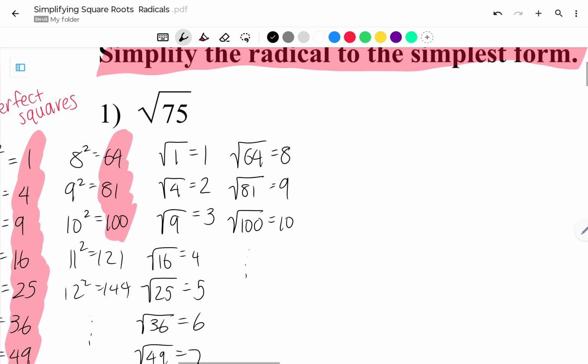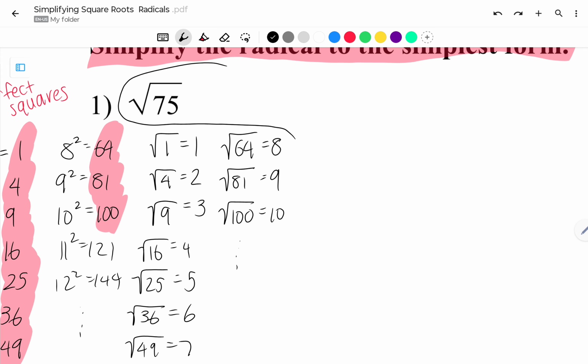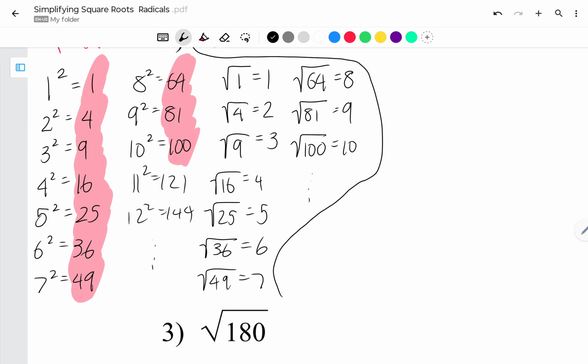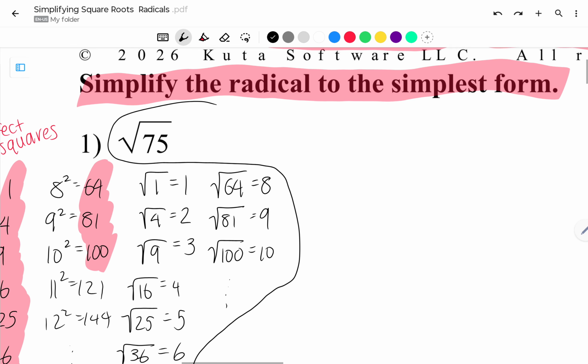So all of these are perfect squares. The first method is, let's look at this number 75. I'm going to start the work here, and I'm going to keep referring back to the perfect squares. We're going to ask ourselves, can we split up 75? What are some factors of 75? There's 1 times 75. There's 2 times something. Does it get a 75? I don't think so.